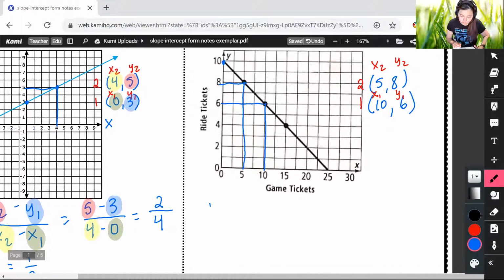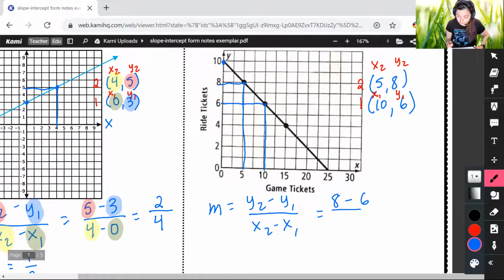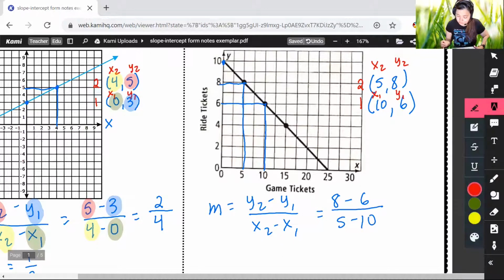So m equals y2 minus y1 divided by x2 minus x1. So it's 8 minus 6 divided by 5 minus 10. Again, I will highlight so you can see that all the numbers are where they're supposed to be.